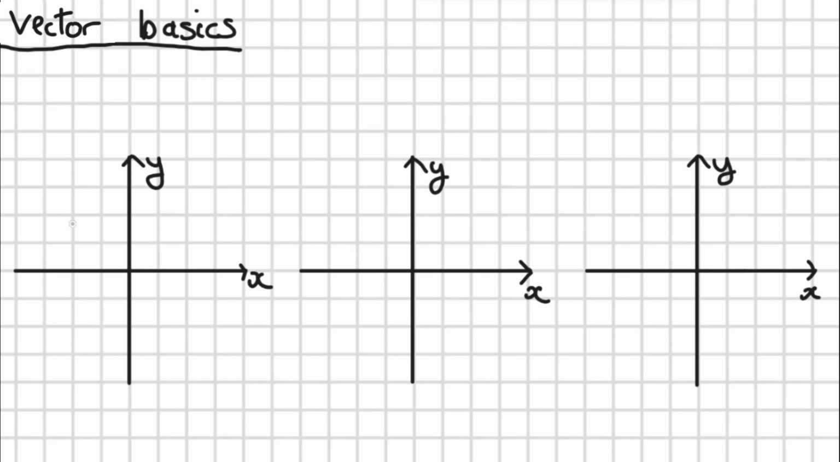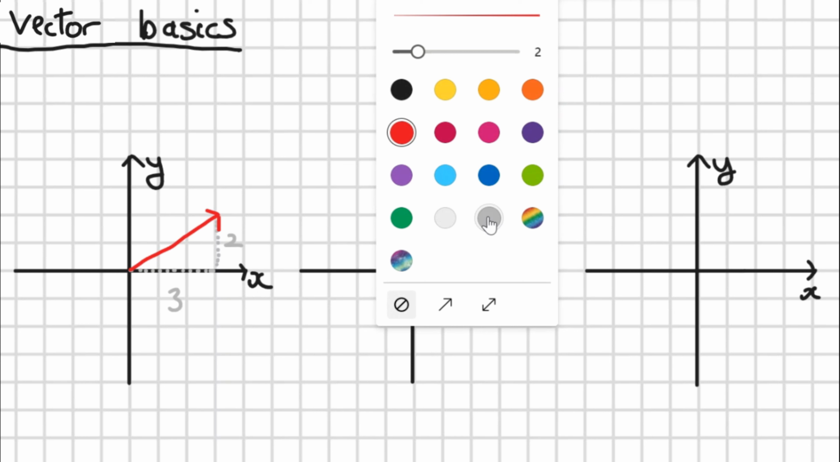So basically a vector at its core is just something that goes right or left by a certain amount and up or down by a certain amount. So for example, let's say we have a vector that goes right by 3 and it goes up by 2. The overall vector is going to look like this, and we put an arrow on the end because it's going in this specific direction.